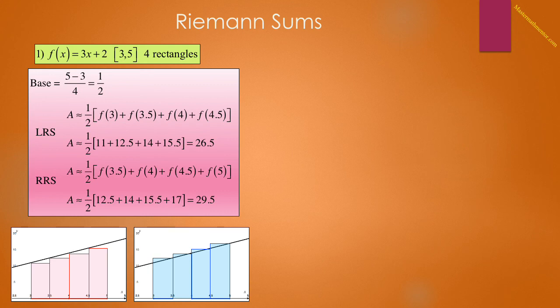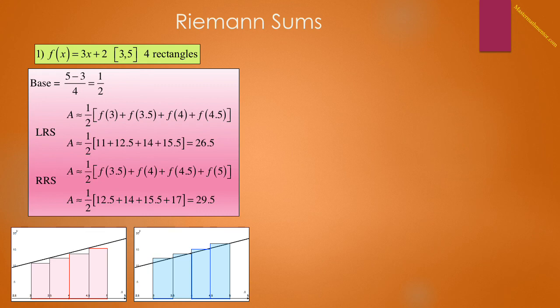For the right Riemann sum, the area will approximately be 1/2, and now we multiply that by f of 3.5 plus f of 4 plus f of 4.5 plus f of 5. That gives 1/2 times the quantity 12.5 plus 14 plus 15.5 plus 17. Notice again it uses the same values as the left except for the first and the last, and that area is 29.5.